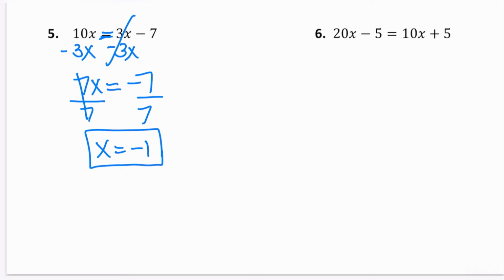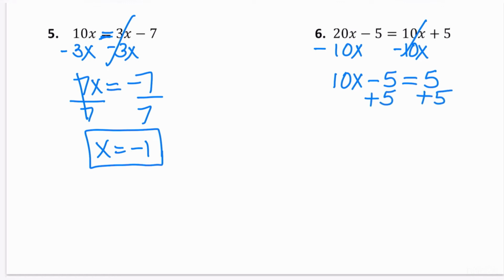In number 6, I'm going to go ahead and subtract 10x from both sides. That cancels it out on the right-hand side of the equal sign. 20x minus 10x is 10x minus 5 is equal to 5. Now I'm going to add 5 to both sides. 10x is equal to 10 divided by 10. X is equal to 1.